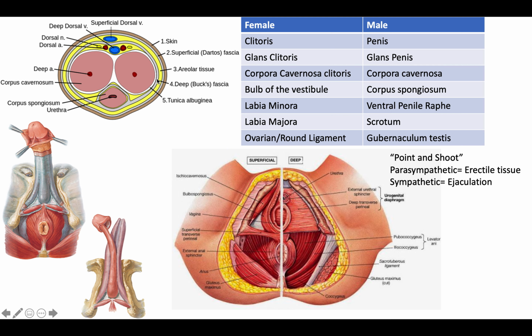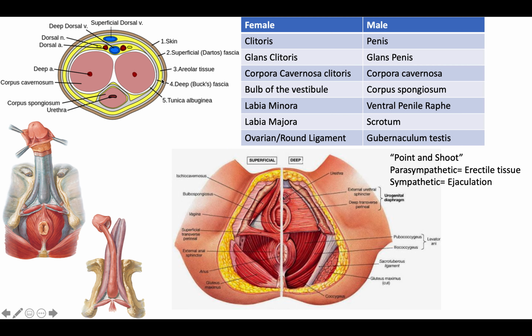Buck's fascia is oftentimes referenced whenever you have a straddle injury. Say, for example, you were jumping a fence or had some sort of trauma, and then all of a sudden you have leaking of urine within the male genitalia. This is the first thing you want to try and think about: your deep or Buck's fascia.